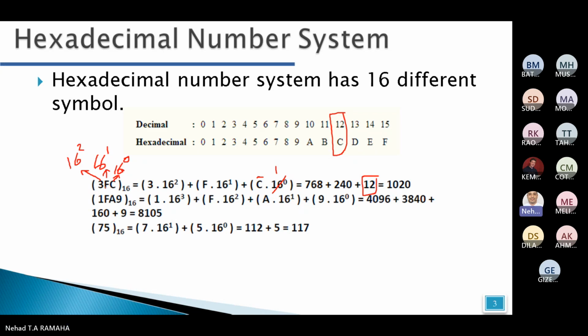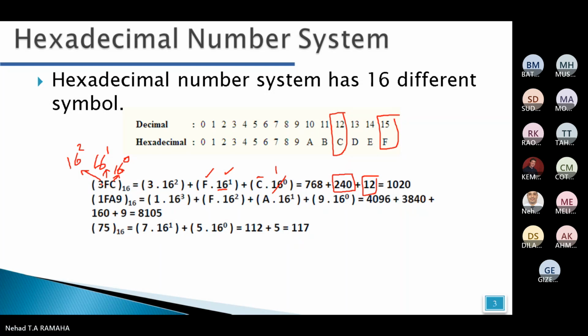Okay, F multiplied by 16 power 1. This is a position, 16 power 1. So 16 power 1 is 16, and F is 15. So it's 15 multiplied by 16, which is 240.